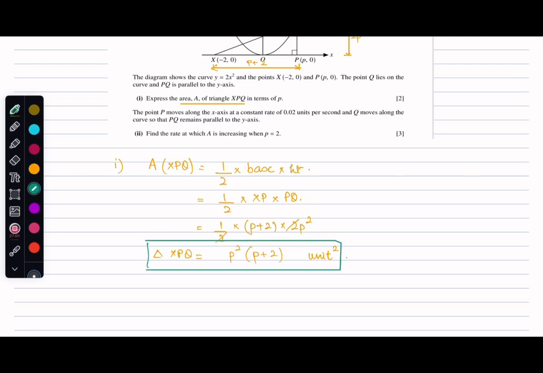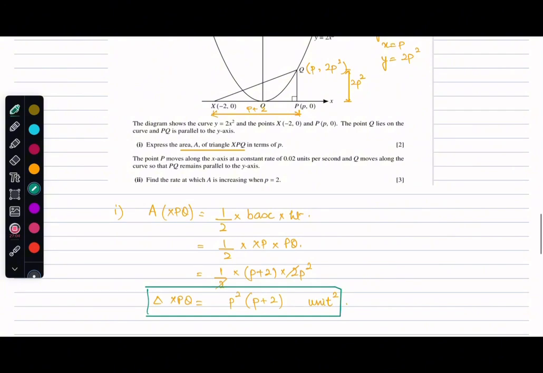The second part of the question says that point P moves along the x-axis at a constant rate of 0.02 units per second, and Q moves along the curve so that PQ remains parallel to the y-axis. A few things to underline here: number one, point P moves along the x-axis at a constant rate of 0.02 units per second.